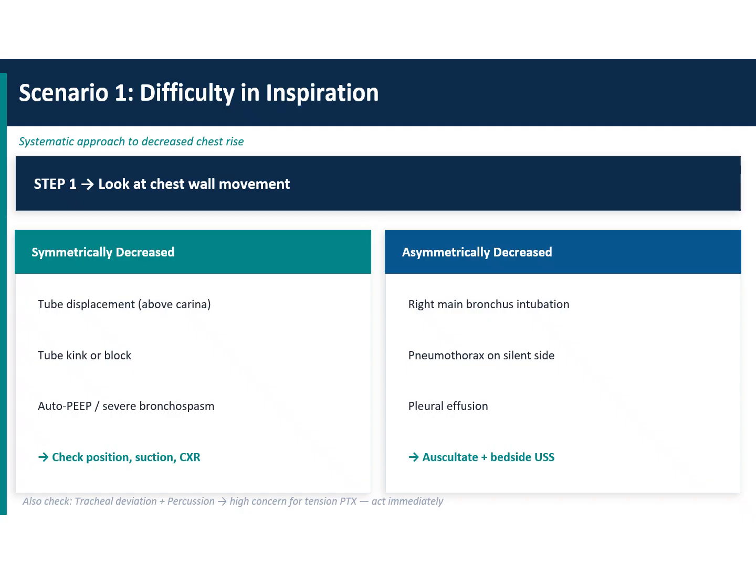Is it symmetrically decreased, or is it asymmetrically decreased? If bilateral chest movement is symmetrically decreased, and the patient is having difficulty in breathing, difficulty in inspiration, that means the lung compliance is bad. And bilaterally, if the lung compliance is bad, the reason is either the ARDS is worsening, or the patient has pulmonary edema.